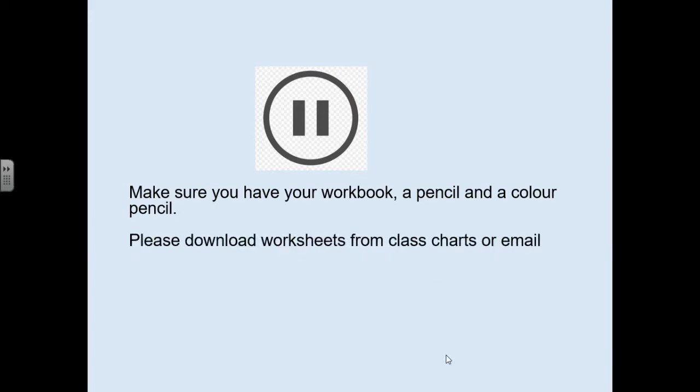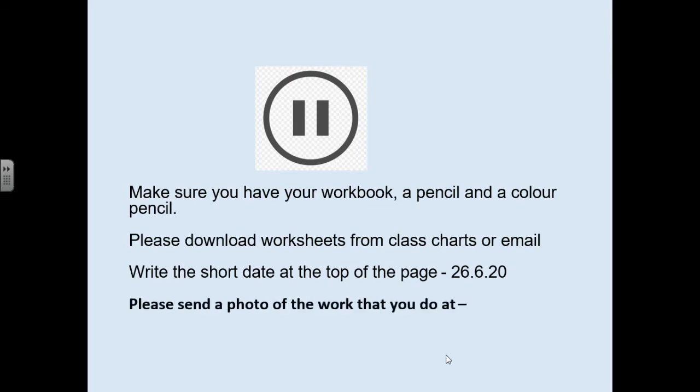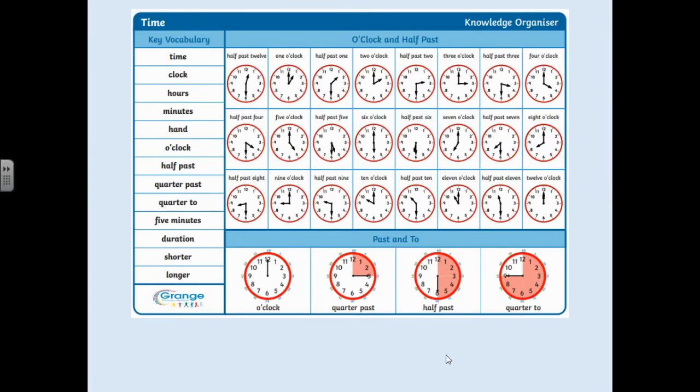Please download the worksheets from class charts or email. Write the short date at the top of the page, 26.6.20. Once you've finished your work, please send a photo of your work at year2@grange.harrow.sch.uk. Right, before we start with the quiz, I would like us to recap what we have learned so far within these 2 weeks.